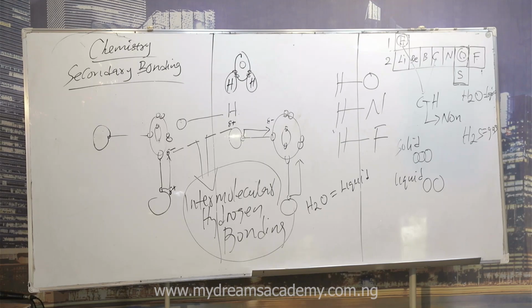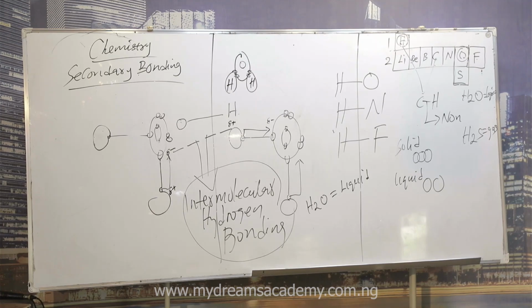Who can tell me cassiterite is the ore of which metal? Cassiterite, C-A-S-S-I-T-E-R-I-T-E. What is the metal that has this ore? Cassiterite is the ore of tin. It is the ore of what? Tin.